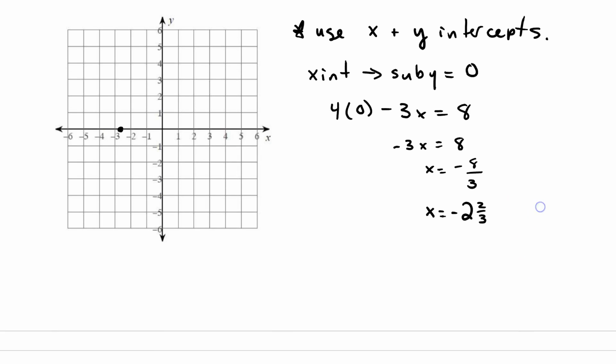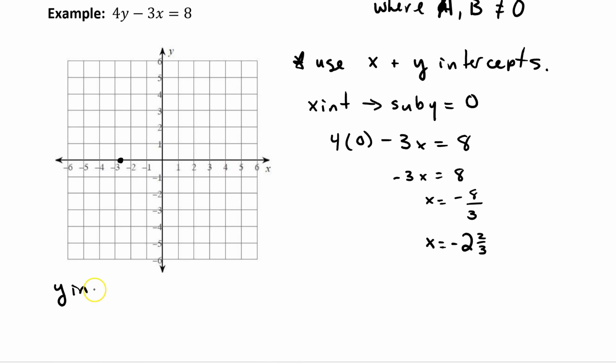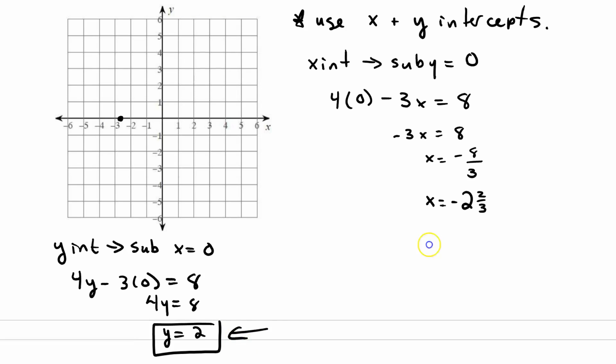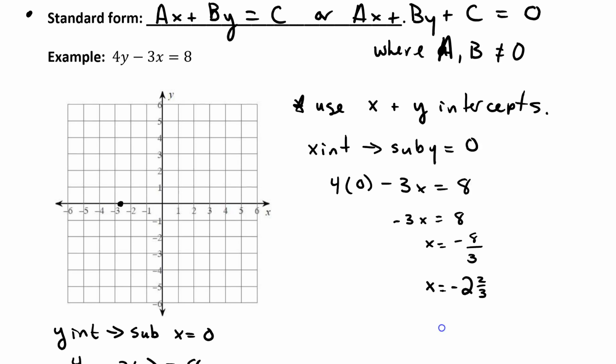And if we wanted to find our y-intercept, just want to go like this so we can still see it. Y-intercept, we sub x equals 0. So 4y minus 3 times 0 equals 8. 4y equals 8. Y equals 2. So this is where my y-intercept occurs, at y equals 2. So right here. So I have 2 points. Connecting 2 points makes a line. Woohoo! Just like that. So that's how I would graph it from standard form.